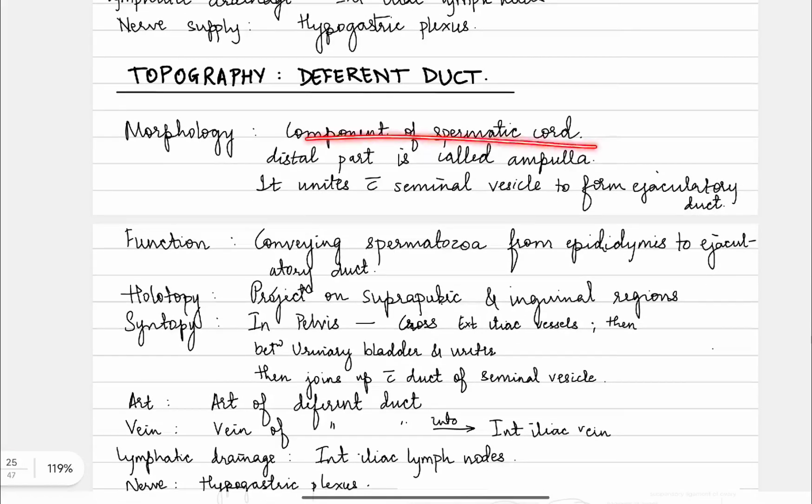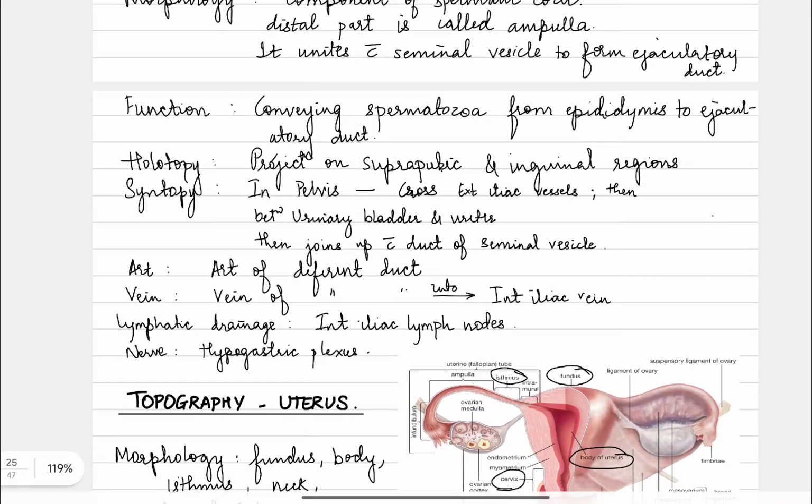Morphology is component of spermatic cord. Distal part is called ampulla. It unites with seminal vesicles to form ejaculatory duct. Function is conveying spermatozoa from epididymis to ejaculatory duct. Holotopy is projection on suprapubic and inguinal region. Syntopy is in pelvis, crosses external iliac vessels, then between urinary bladder and urethra. Then joins up with duct of seminal vesicle.